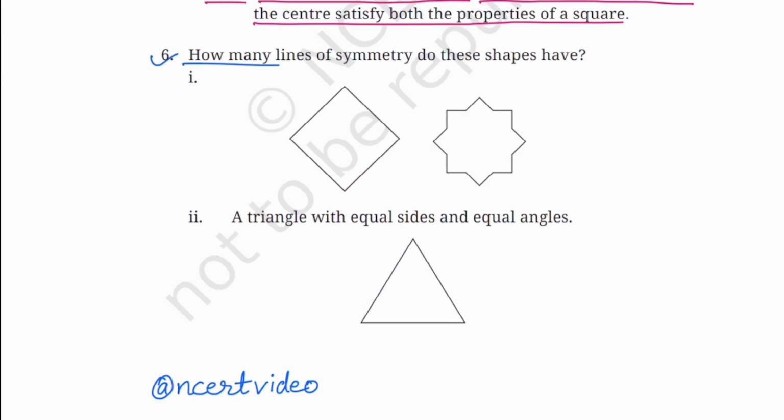6. How many lines of symmetry do these shapes have? 1. Two figures are given here. Let's draw lines of symmetry like this. Since it is a square, it has 4 lines of symmetry like this. Number of lines of symmetry is equal to 4.